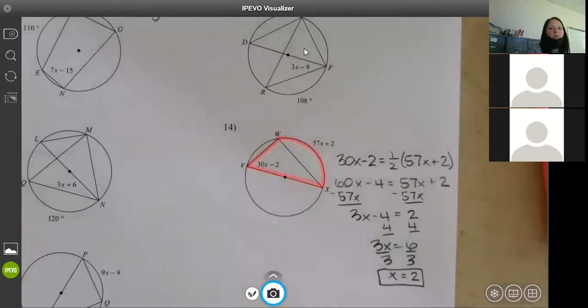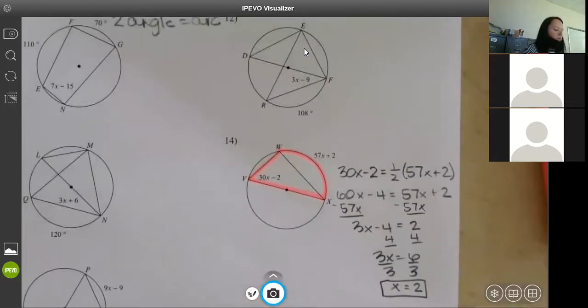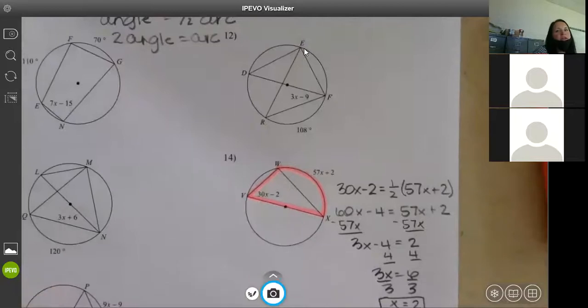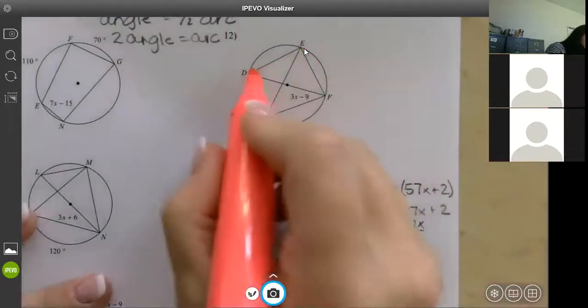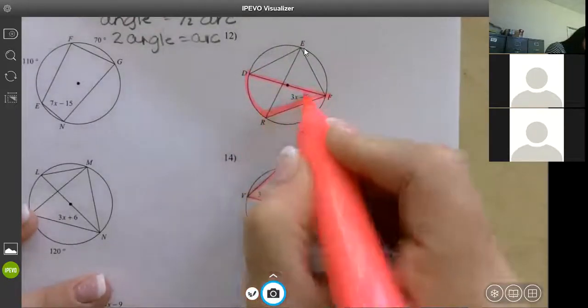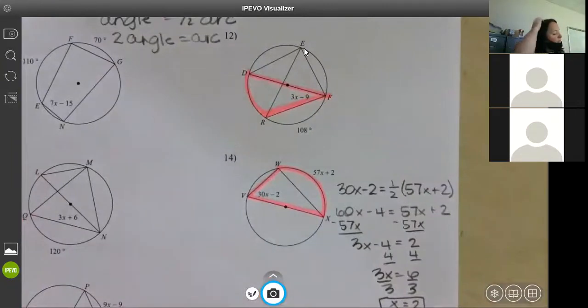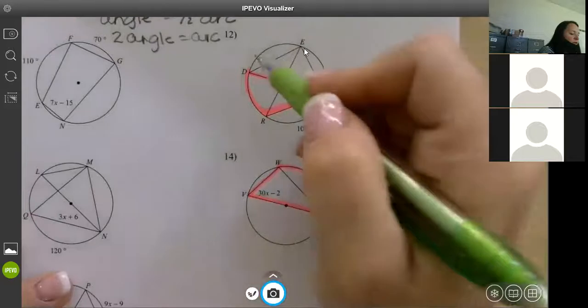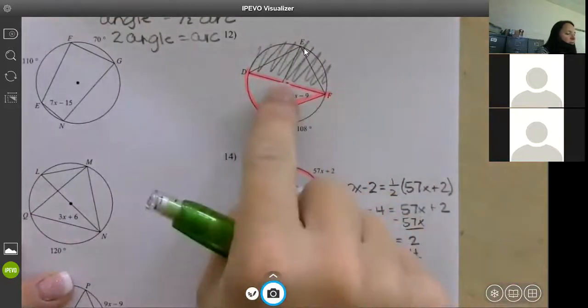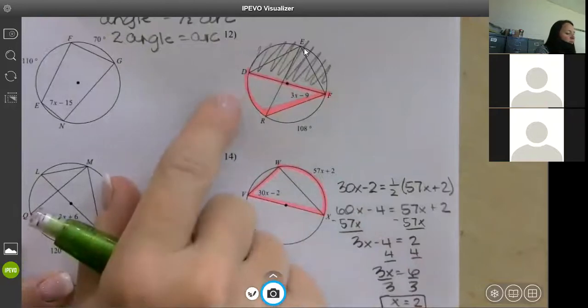All right, look at number 12. We're going to go 12 and 15, and then we'll do 11 and 13. Okay. What do you notice in 12? We want this angle and this arc. Well, what do you notice? Yeah, there's a diameter. We don't care about this half of the circle. If this is a diameter, how can I get this arc measure?